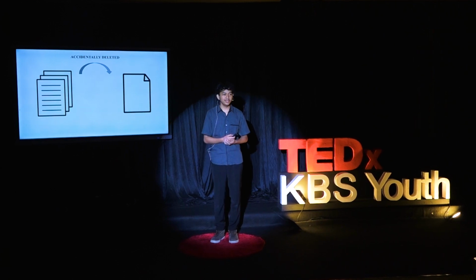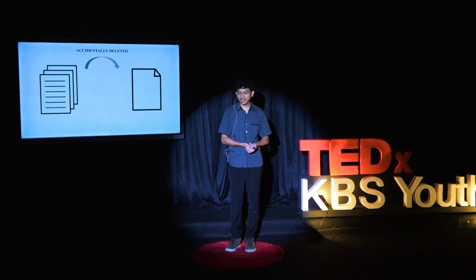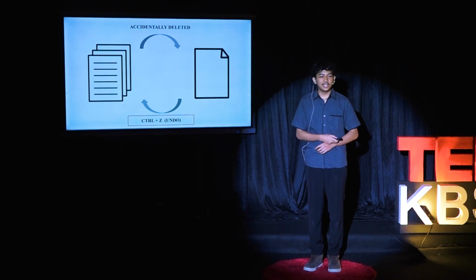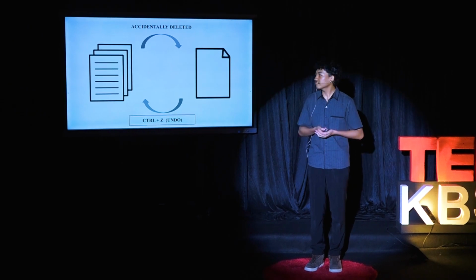And then your work is gone. All of it. But no need to worry, because you have mastered all types of keyboard shortcuts. You press the Control button and then the letter Z. And then, voila, it magically appears.